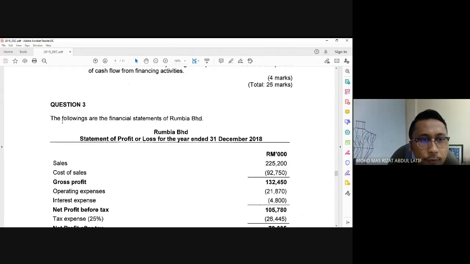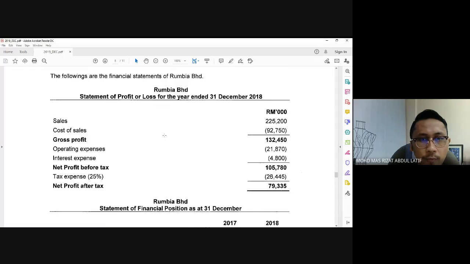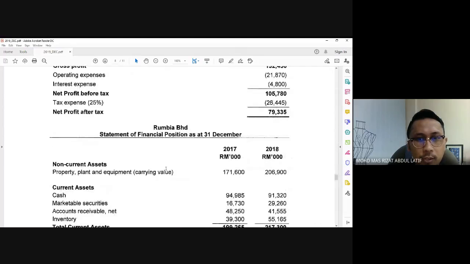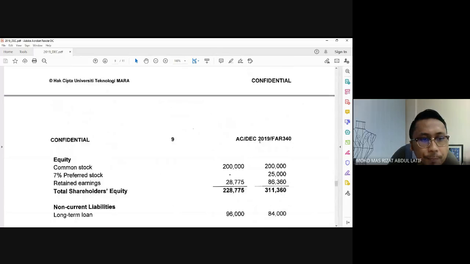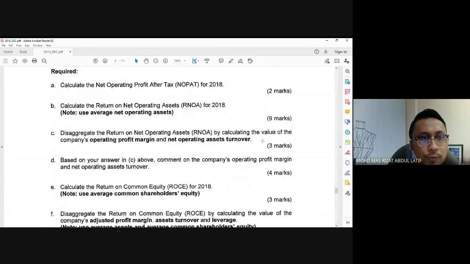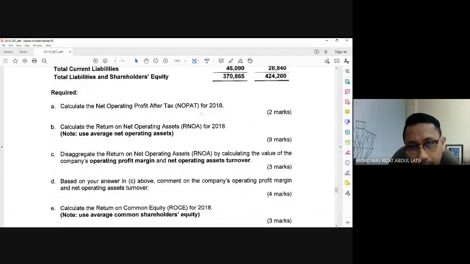The following are the financial statements of Rumbia Berhad. So dia bagi you SOPL and SOFP as at 31st December 2018. Okay, so SOPL untuk December 18 and then SOFP dia bagi 2 years lah, 2017 and 2018. Fine. Okay. Next, let's look at the question. So first of all, they ask you to calculate NOPAT. Okay, so kita dah tahu kan macam mana you nak calculate NOPAT tadi. Dia boleh tengoklah dekat you punya formula just now. Net operating profit after tax dekat page mana tadi?